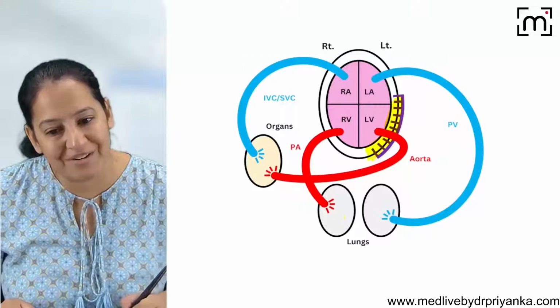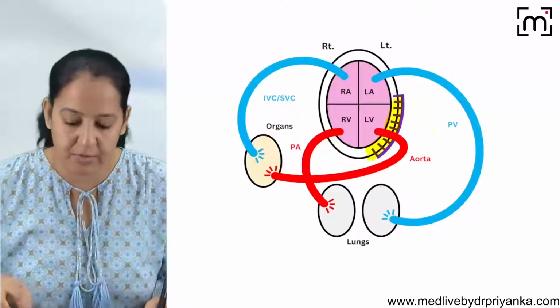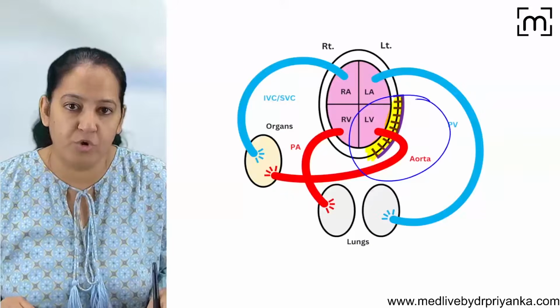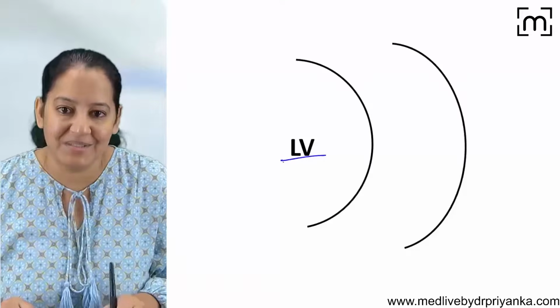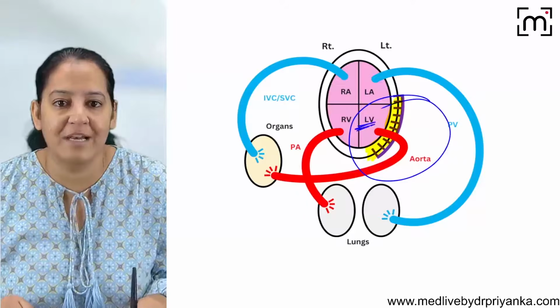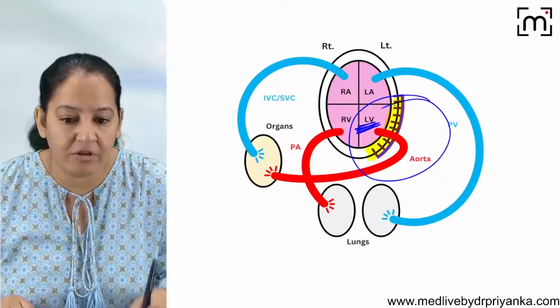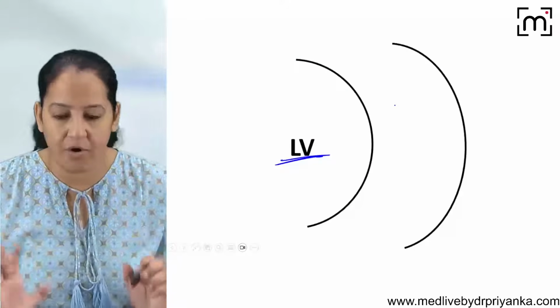On the next page, I will zoom out this portion only. Can you see this is the left ventricle? This is the lumen of the left ventricle. I'm focusing on the wall of the left ventricle. Can you see the wall of the left ventricle?